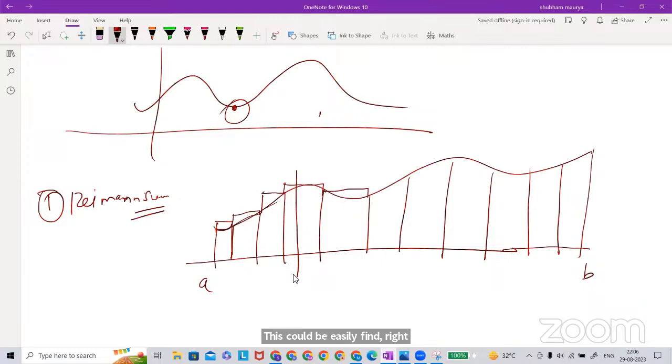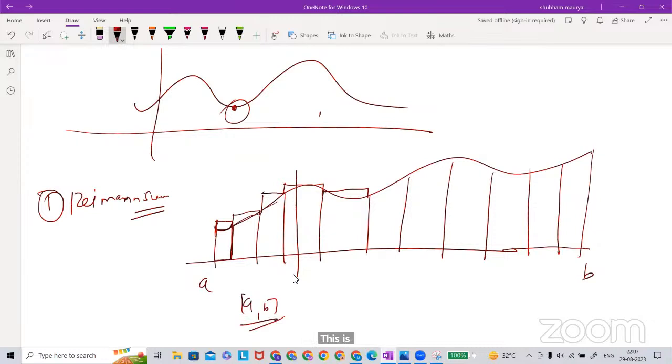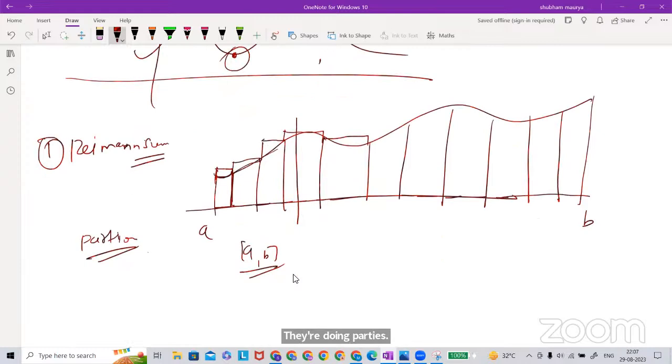This area could be found because this is now a rectangle. And suppose we just break this. So this is the interval A to B, this is our real line. We break our whole interval into some parts. That is called a partition. We are doing a partition of this interval.